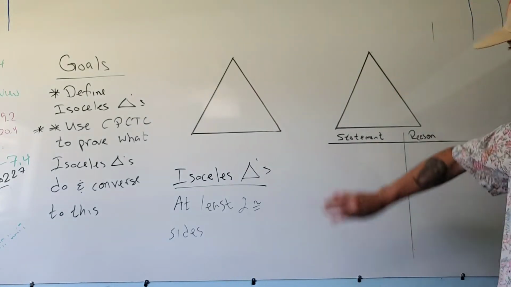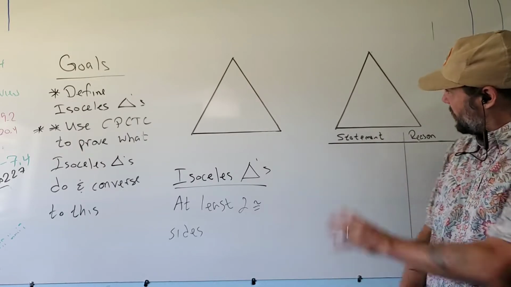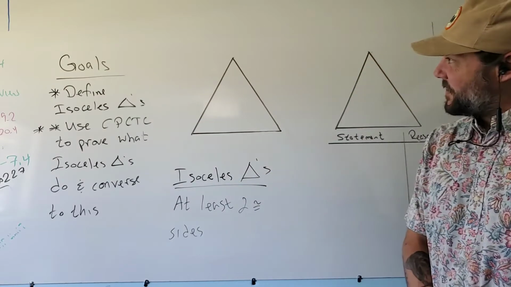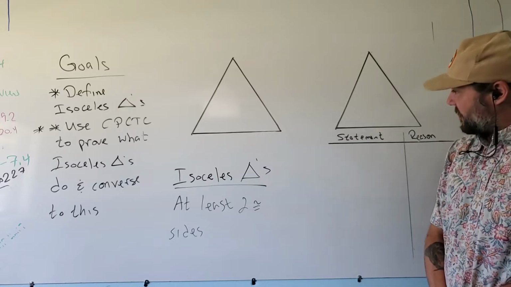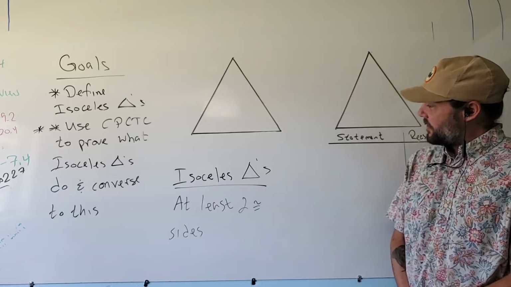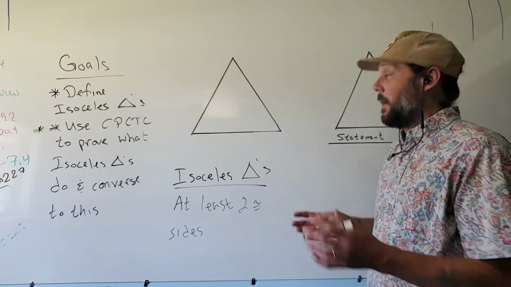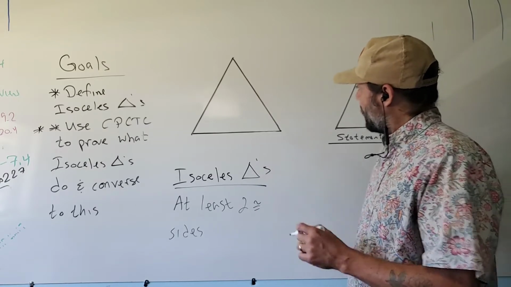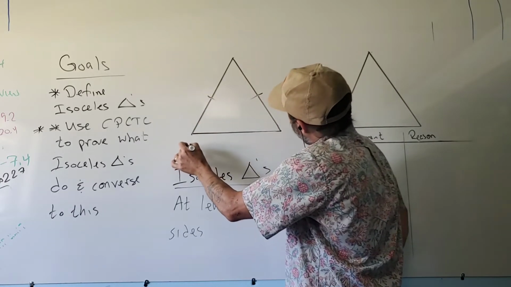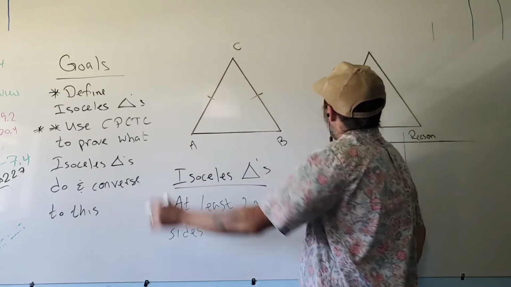Now, I have 2 triangles on the board, and I'm going to try and show you how this all works using this setup. But I'll start off with our first goal, and our first goal is to define an isosceles triangle. And an isosceles triangle has at least 2 congruent sides. So for this triangle, I can say that 2 sides are congruent. It could be 3, but it's at least 2. So let's mark that in there, and I'll label this triangle A, B, and C.